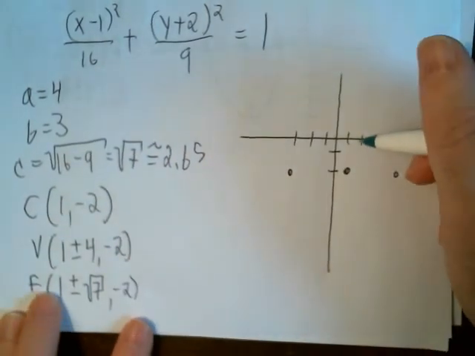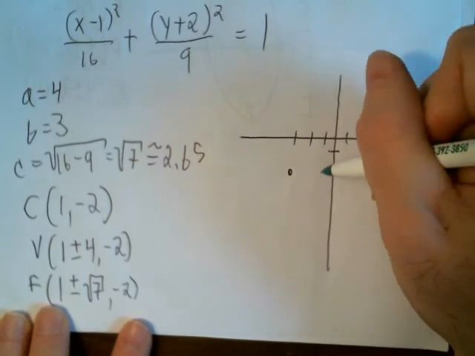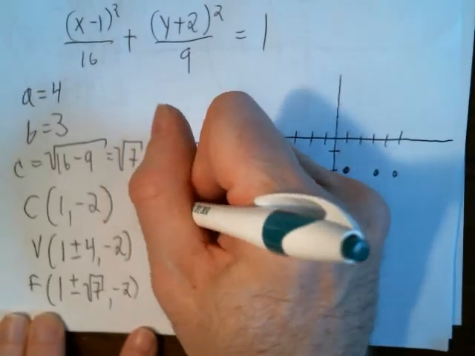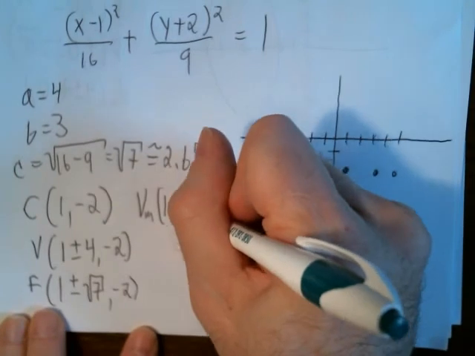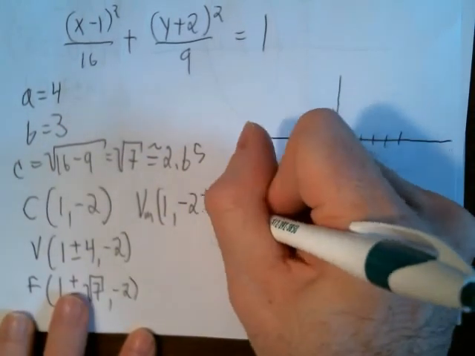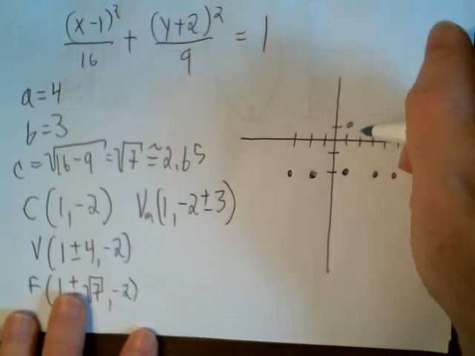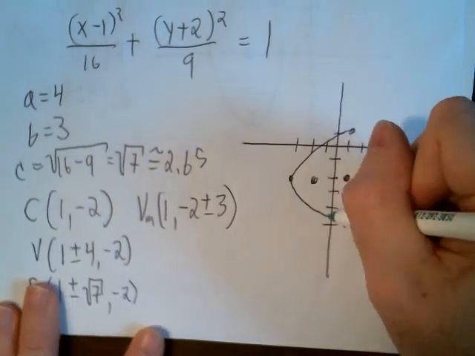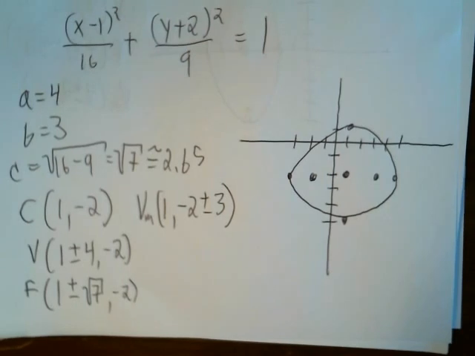So root 7 is 2.65, 1, 2.65, 1, 2.65. And then finally, our minor vertices, we're moving up and down, so I'm going to be adding things to the y-coordinate. In particular, we're going up and down by 3. So 1, 2, 3, and then 1, 2, 3, and that should be it. Okay, so that's our introduction to ellipses.